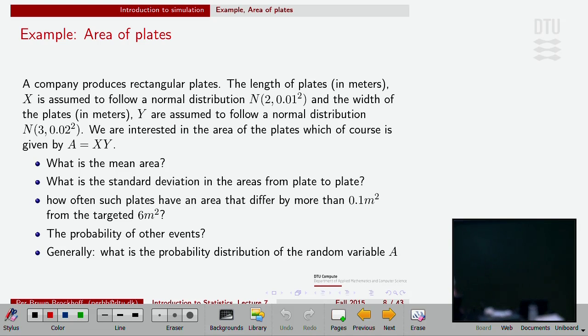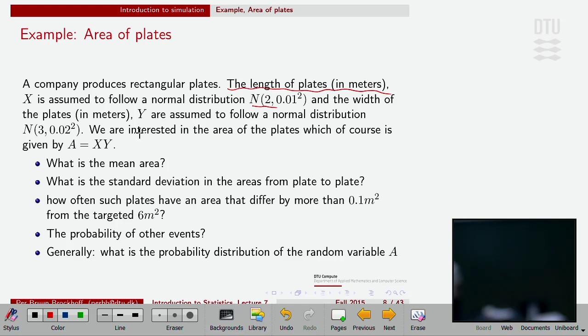Now we produce some plates here. We're not doing it very well. We are doing some randomly produced plates. The length of the plates in meters, on average 2 meters, but they're not the same each time. There is a standard deviation of 1 centimeter. So plus minus 2 centimeters. It comes on the length. It's not a particularly precise guy we have standing and making the cuts there.